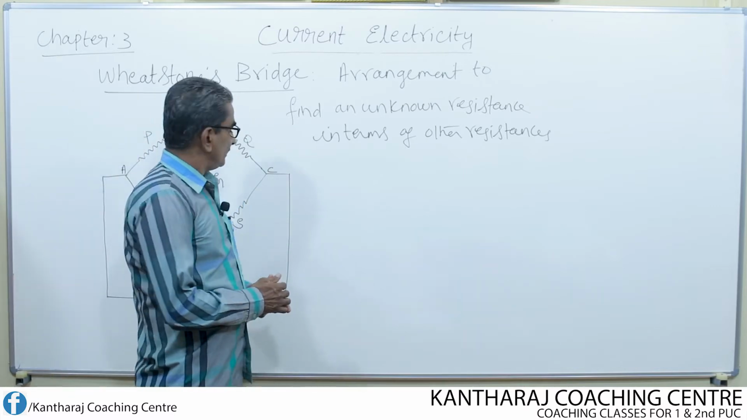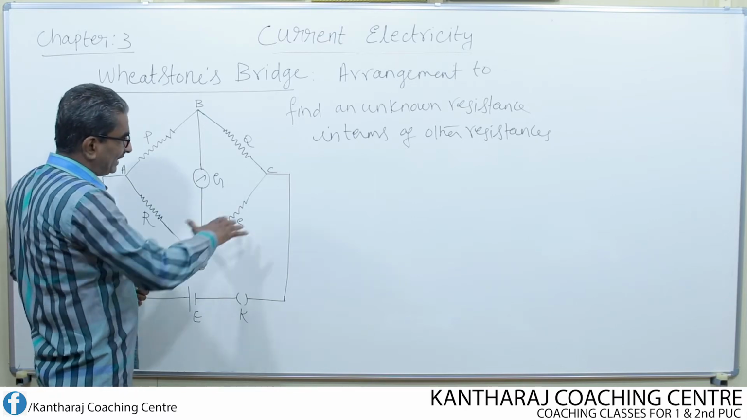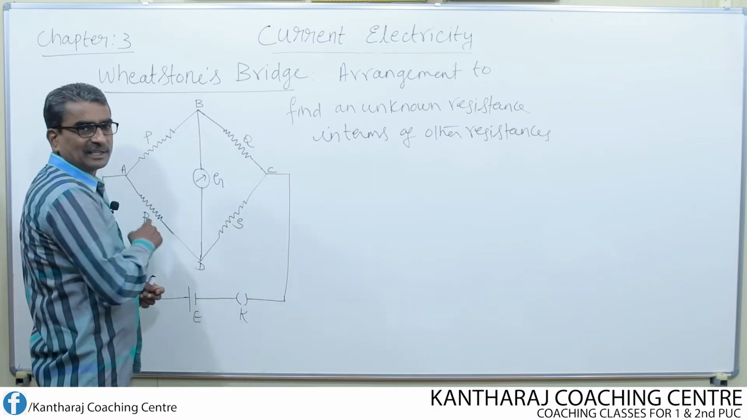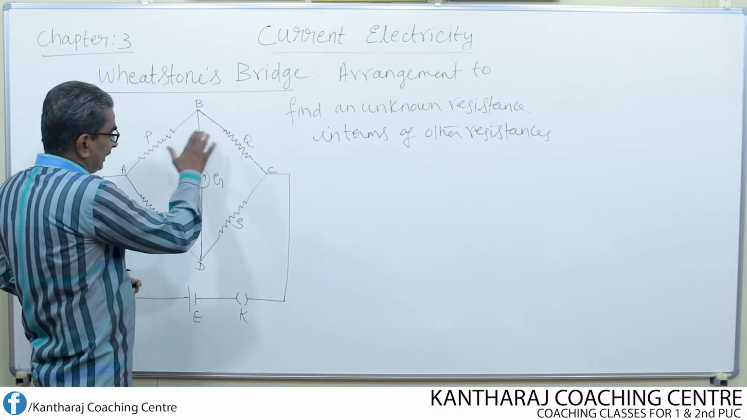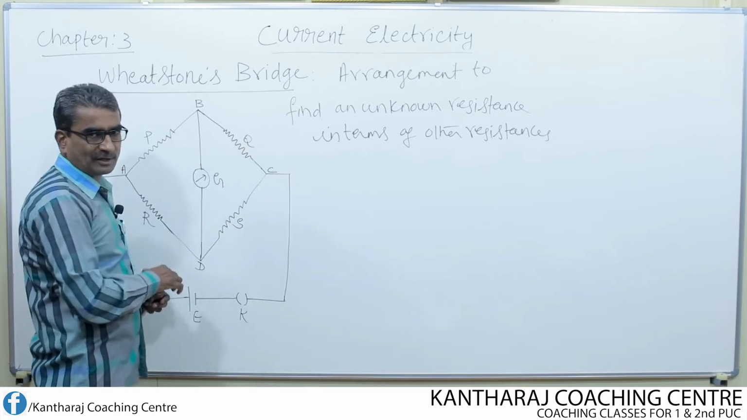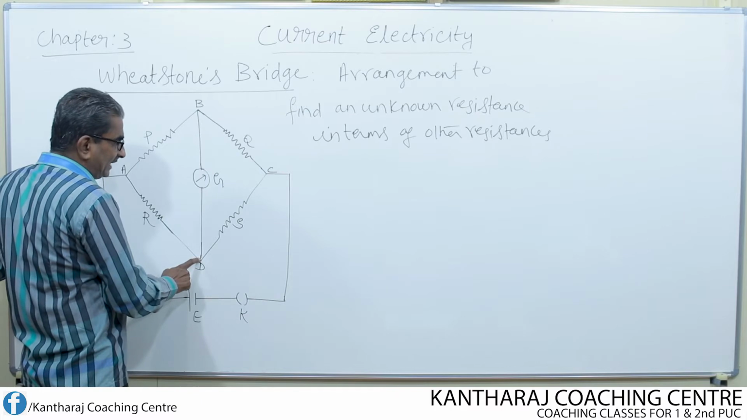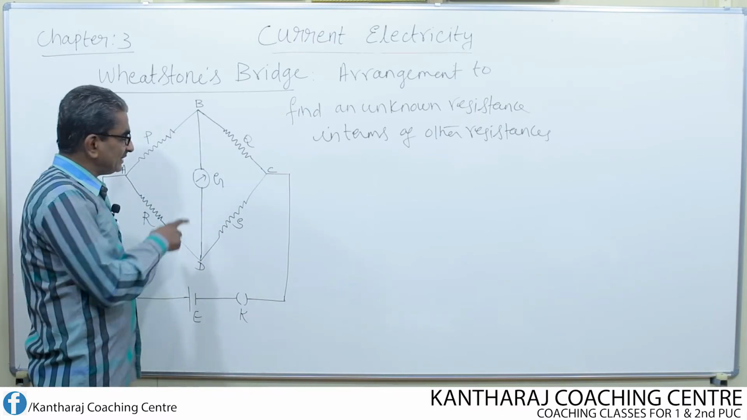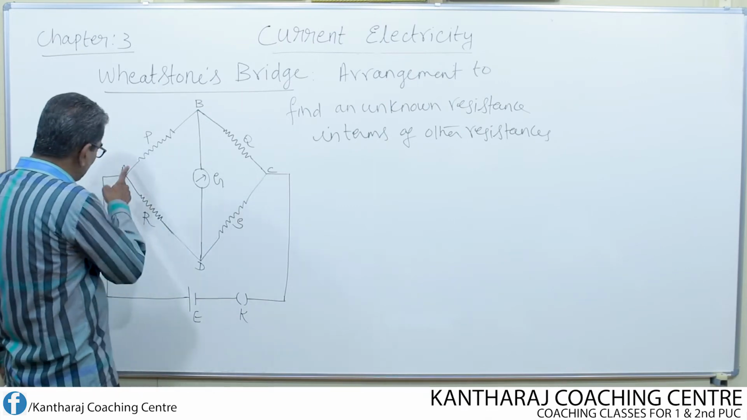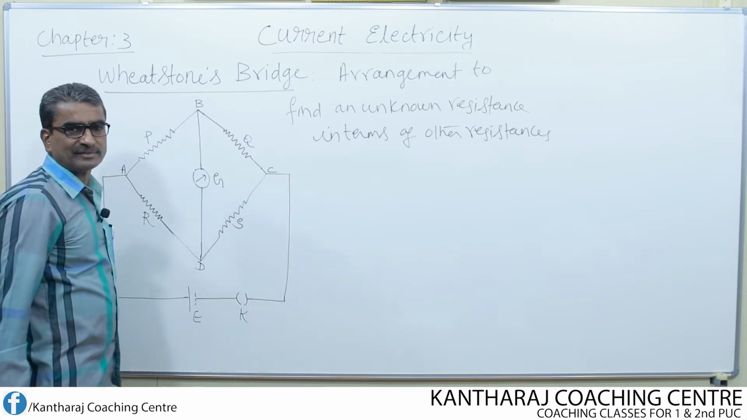Let us now consider the entire circuit. What are the other things present in this circuit apart from the 4 resistances? Look here, P, Q, R, S are the resistances of the 4 resistors connected in a quadrilateral form. Between B and D, there is one branch which consists of a galvanometer, whereas between A and C, there is one more branch which consists of a cell and also a plug key.